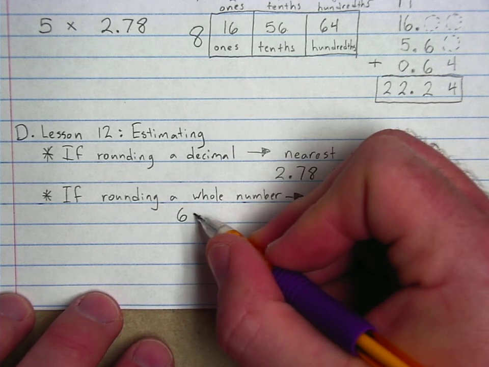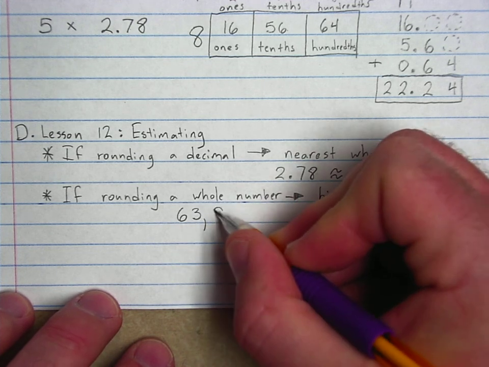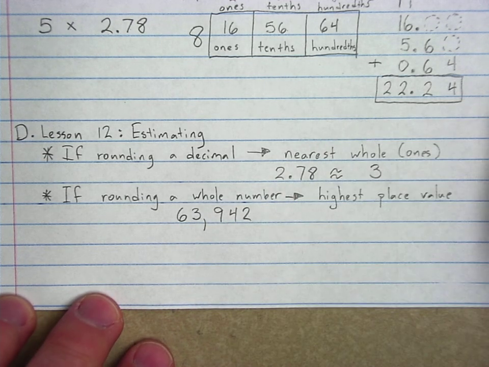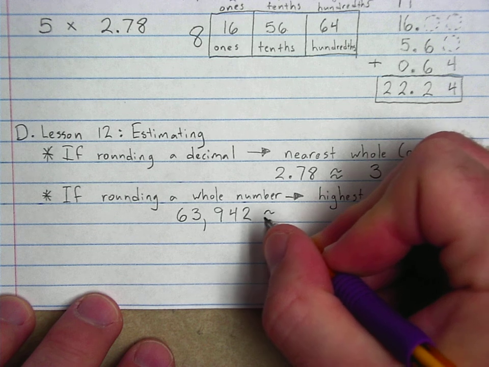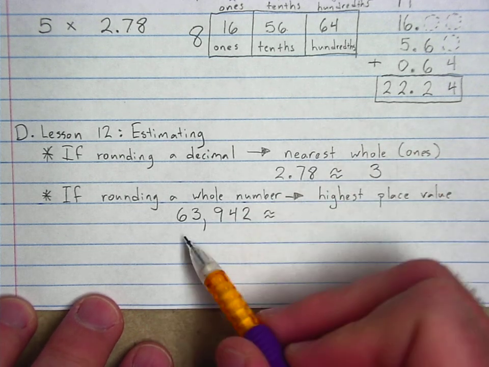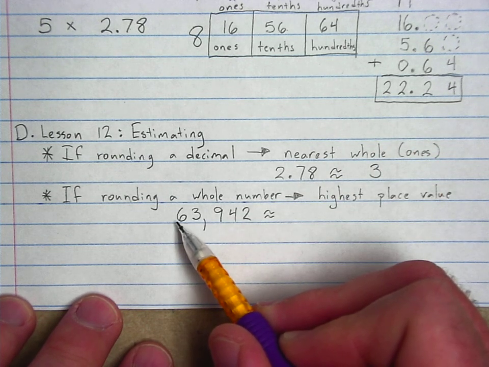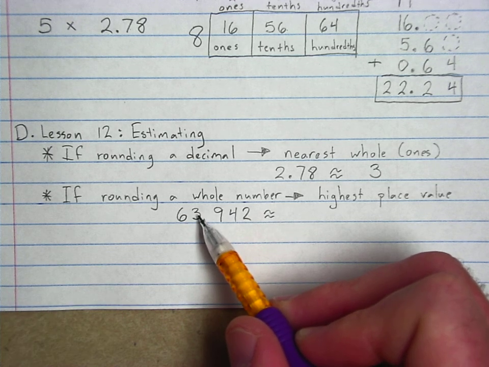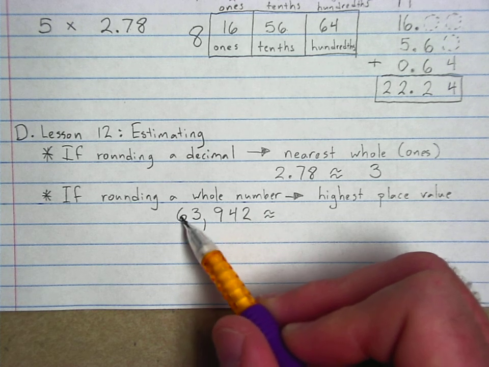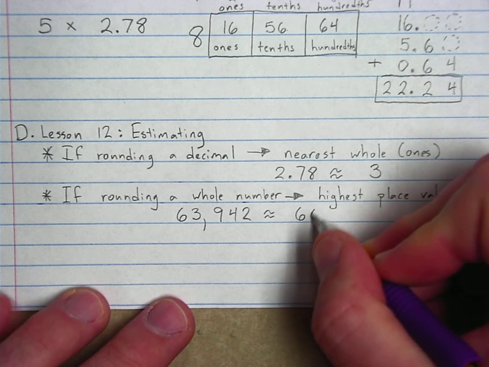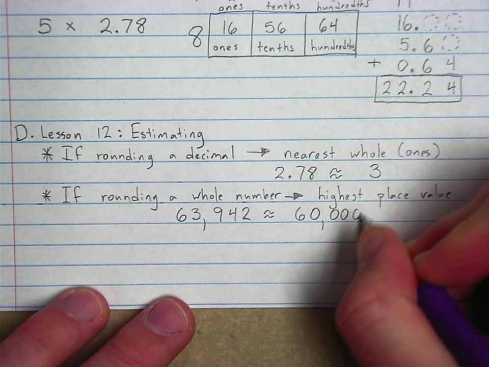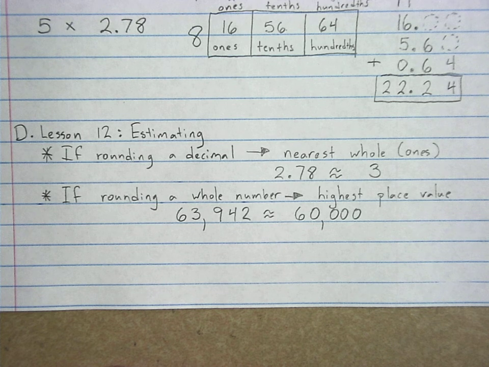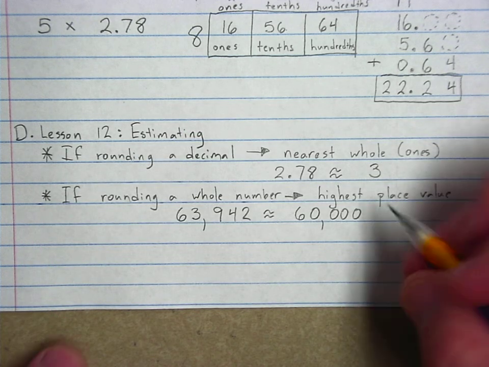If I give you 63,942, the highest place value is the 10,000s. If I look next door, its neighbor is 4 or less, so that means the 6 will rest. So I'll round that to be approximately 60,000. Okay. All right, last one for these notes today.